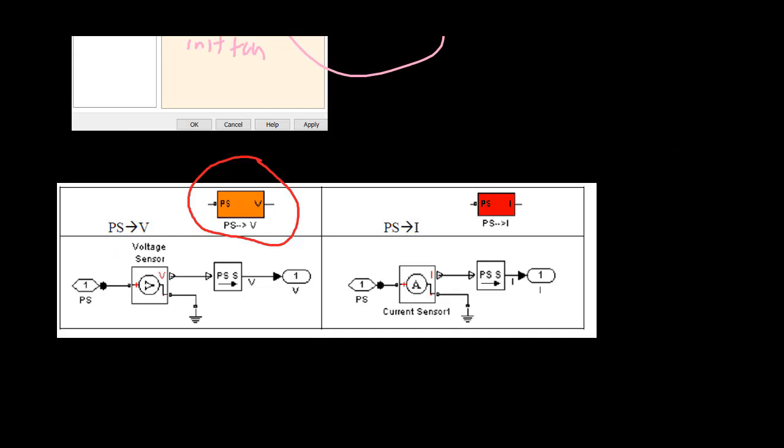The PS to V subsystem allows you to switch from the physical voltage signal to the Simulink signal of the same voltage. The PS to I subsystem performs the same function for the current I.